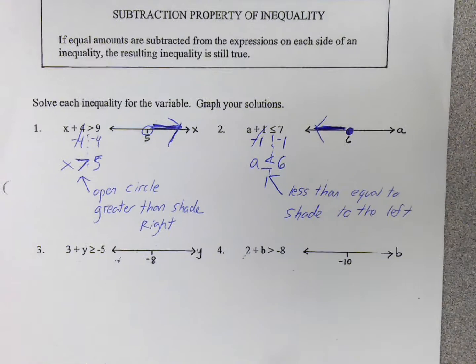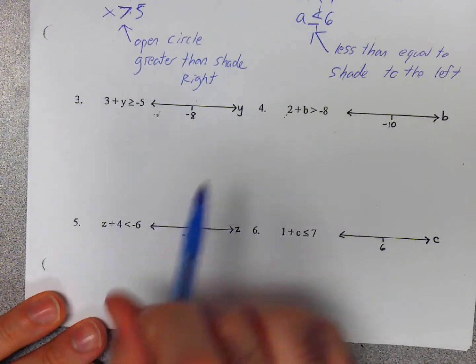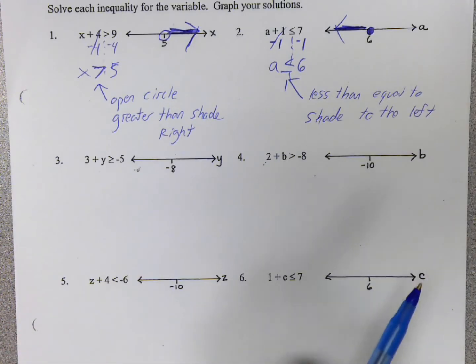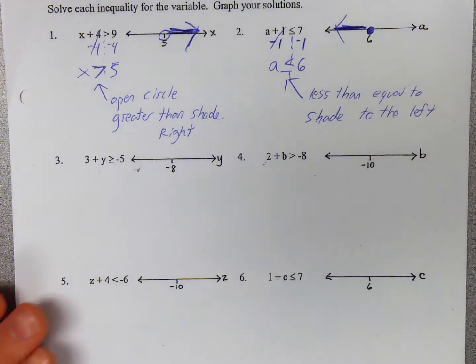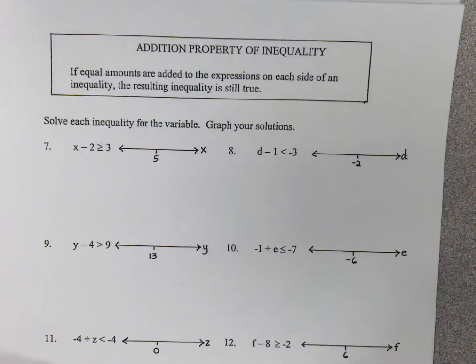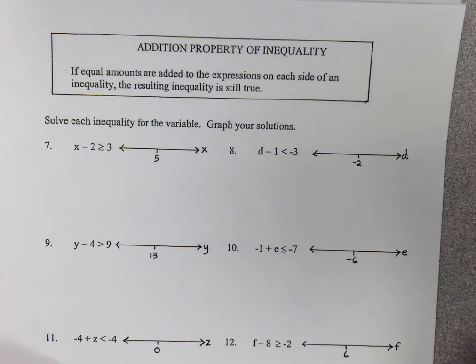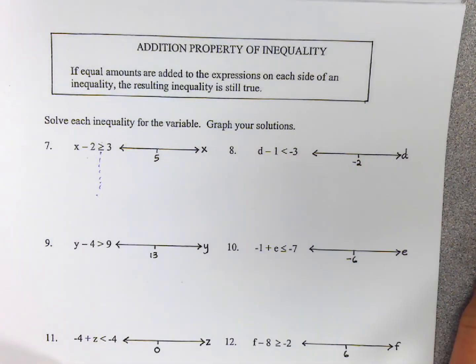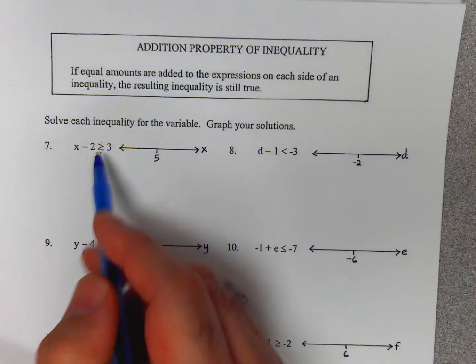So what you're going to have is you're going to have these 4 problems to solve on the bottom. All right, and then if you need help, you're going to call me or Mr. Cosiera over. Okay? And then you have this second sheet called the addition property of inequality. And this is where, I'm just going to do one, this is where you have to add on both sides to get rid of the number.